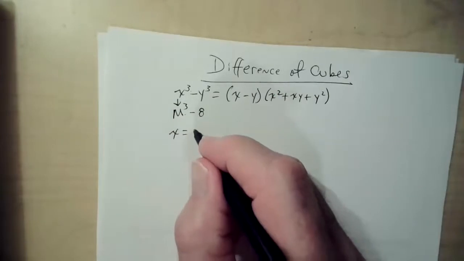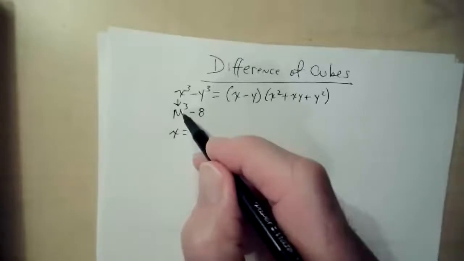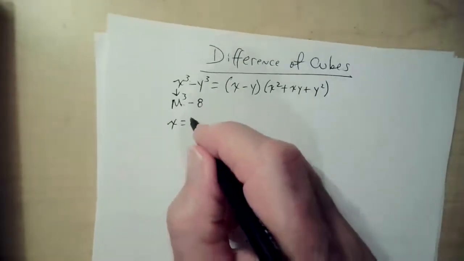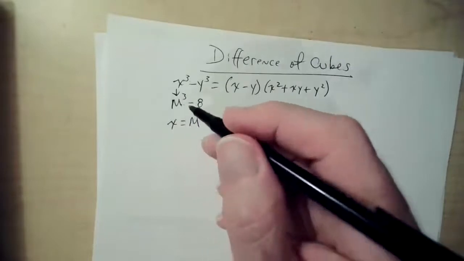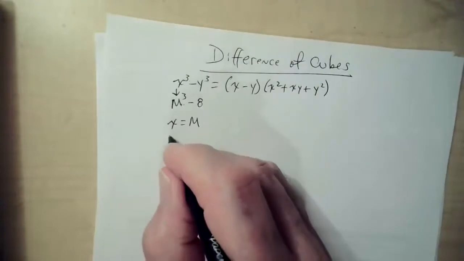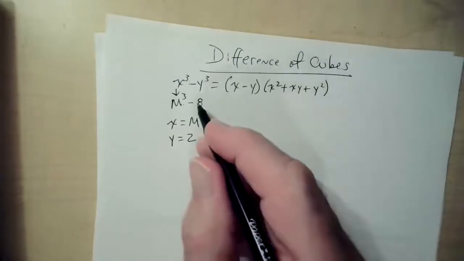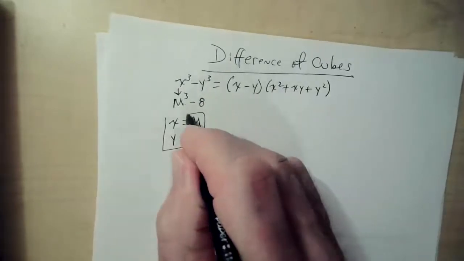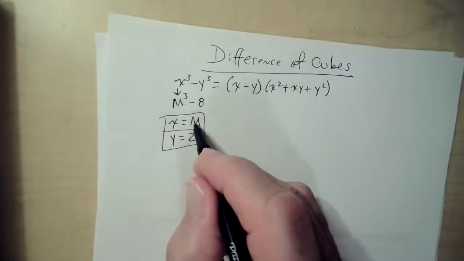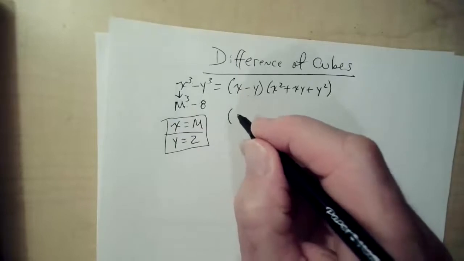Okay, if x cubed is m cubed, then what does x equal? If x cubed is m cubed, then x is m, cube root. And if y cubed is 8, then what does y equal? 2, right? The cube root of 8.